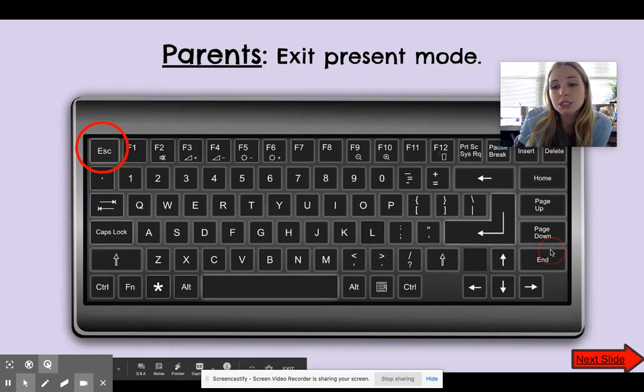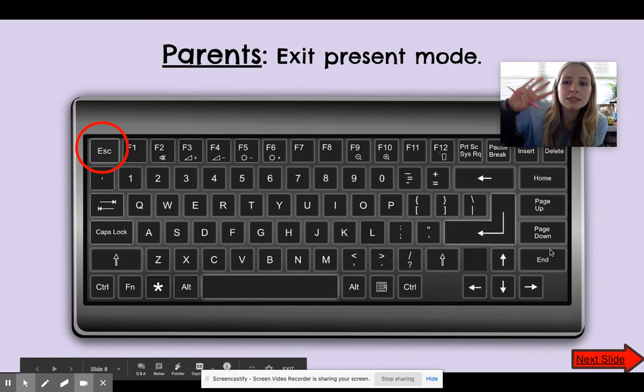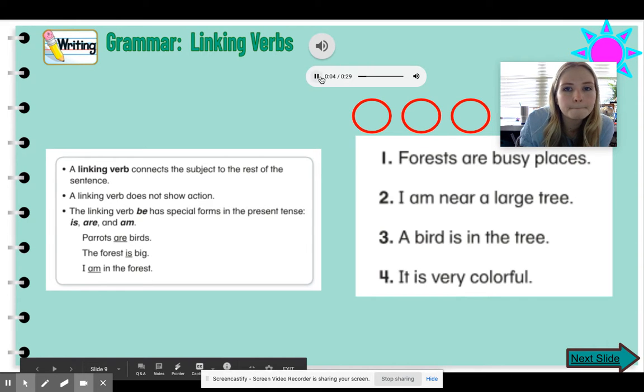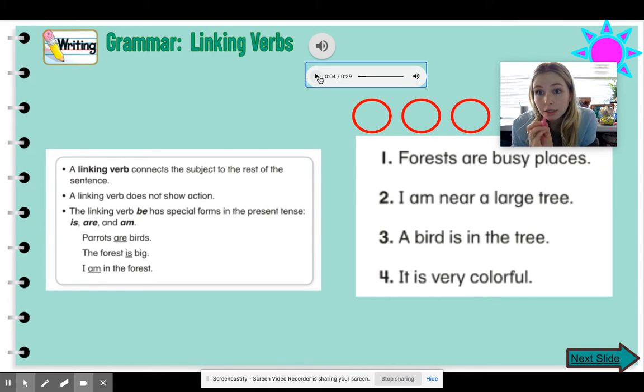So please watch this video, then click escape because you have an assignment. A linking verb connects the subject to the rest of the sentence. Listen to the little audio clip, and then it talks about this. So like I said, a linking verb connects the subject to the rest of the sentence, and a linking verb does not show action. The linking verb be has special forms like is, are, and am.